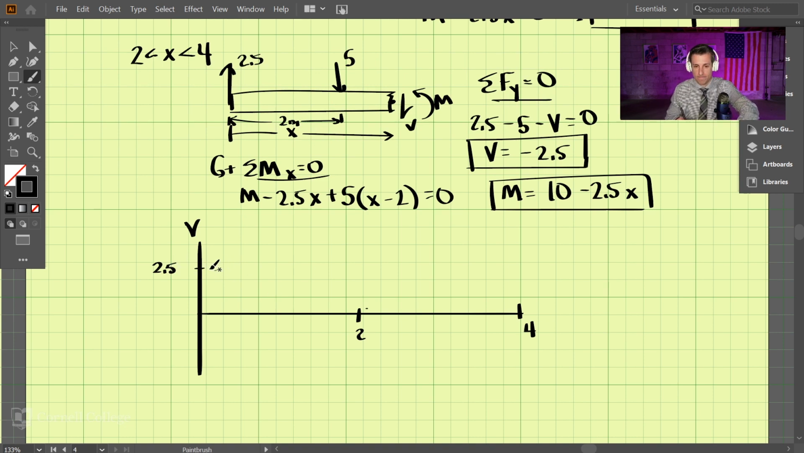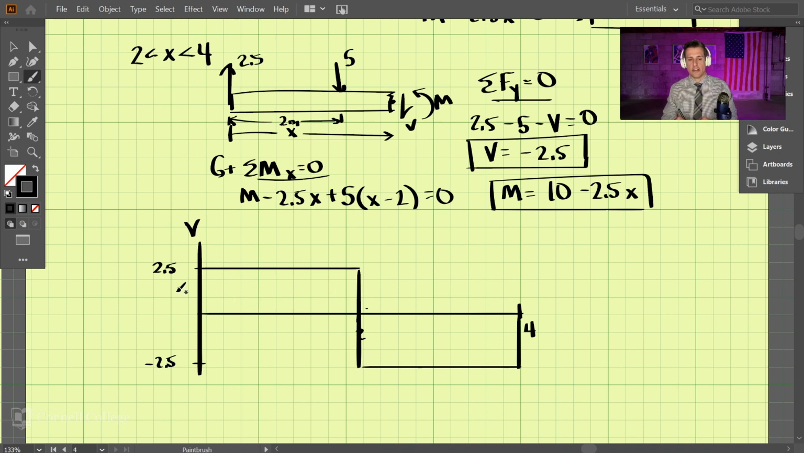And to 2. And then from 2 to 4 here, when x is equal to 2 to 4, we have negative 2.5. So the shear is negative 2.5. So we plot that from 2 to 4. Okay, so we'll just connect all these up. All right, so that is our shear diagram.